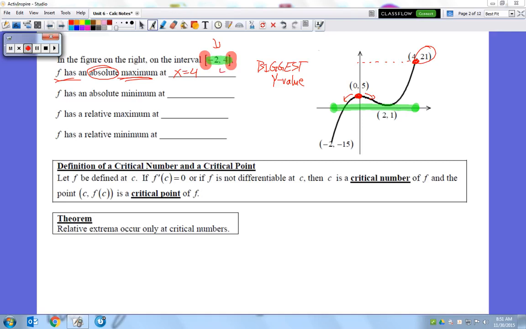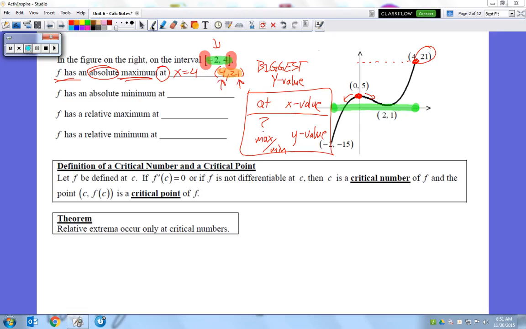Or if you want to put 4, 21, you can. But one thing that I want you to be very, very clear about right off the bat is, if I ask you where is it at, it's talking about the x value. If I asked you what is the max or what is the min, that's talking about the y value. Okay, so the difference between what is it and where is it at. What is it would be that y value of 21, and where is it at would be the x value of 4.